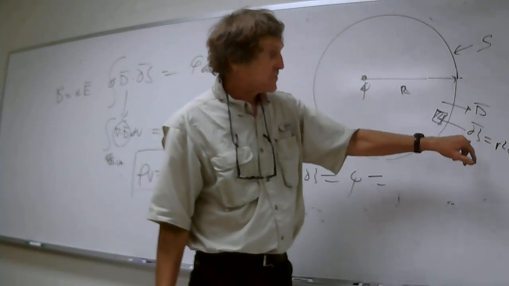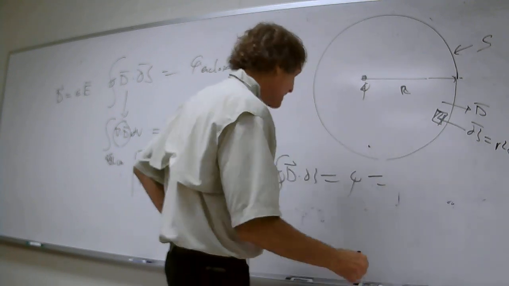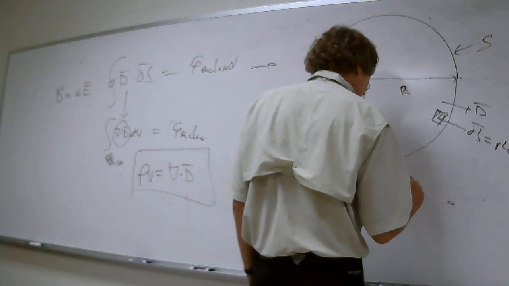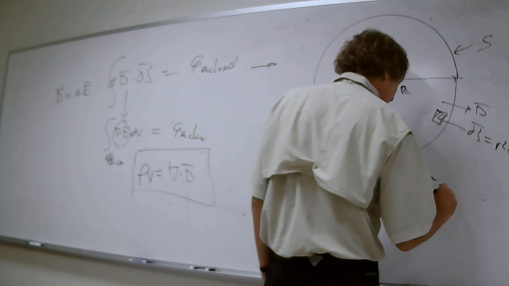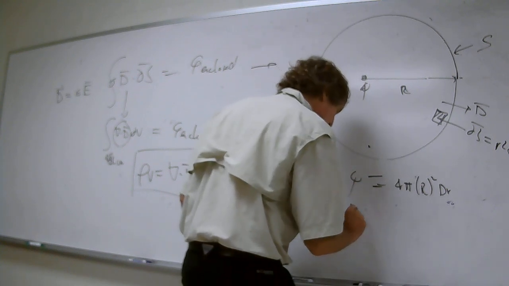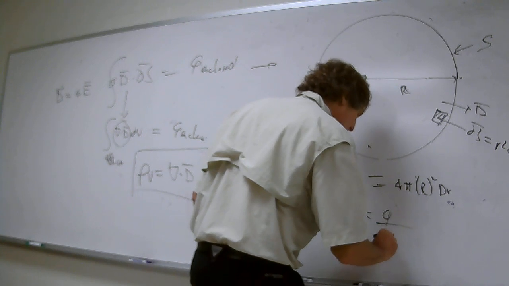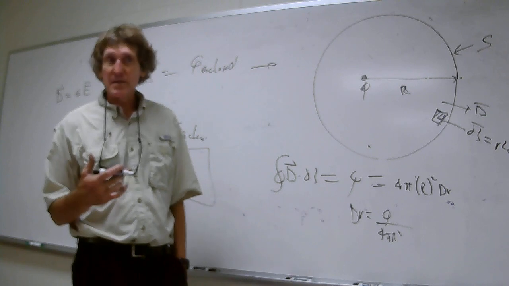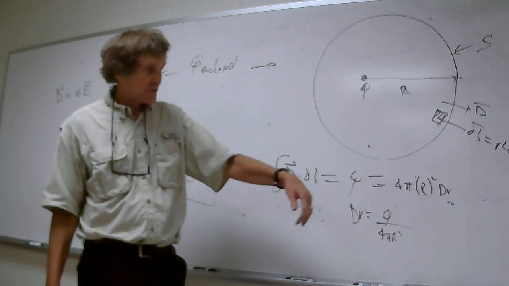When you dot these two, you're only going to get the D field's magnitude times that surface area, and when you integrate, you find out that Q is equal to 4 pi r squared times the D field. That's the component of the D field in the r direction, but that's the only one. You can see, therefore, that the D field is simply Q over 4 pi r squared. And if you divide that by epsilon, you get the E field. You all see this, class? And that is Gauss's law applied to the simplest problem.